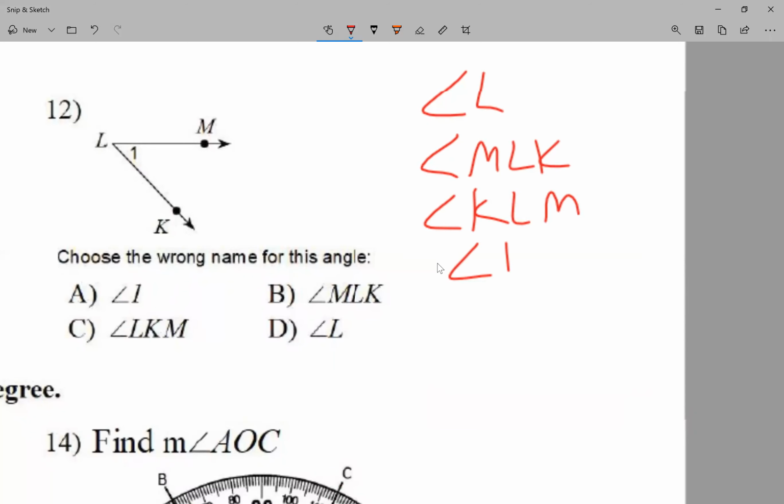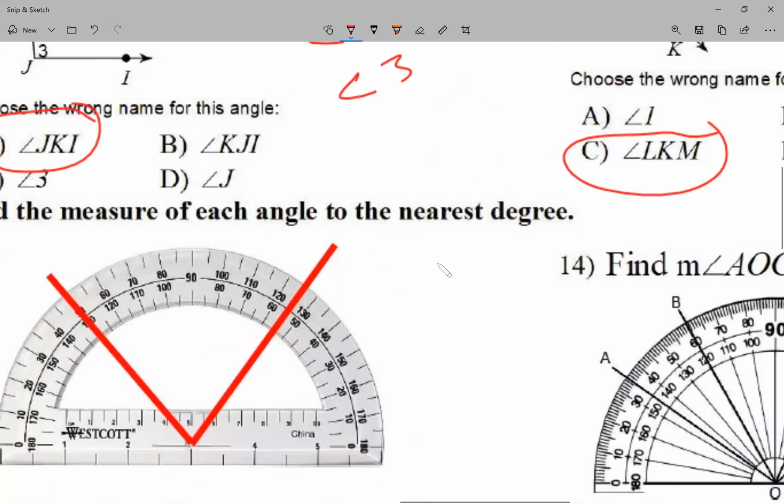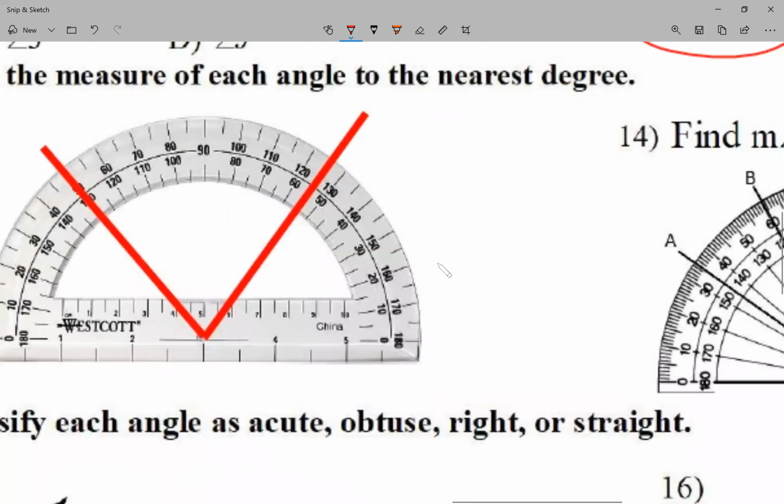From the 4 choices that I see here, this one's wrong. I see that one, I'm using the 3 letters, but K is in the center. I'm supposed to have the vertex in the center, not just any letter. So that's how you guys are going to see it in your homework. Another thing we're going to learn is how to use a protractor.